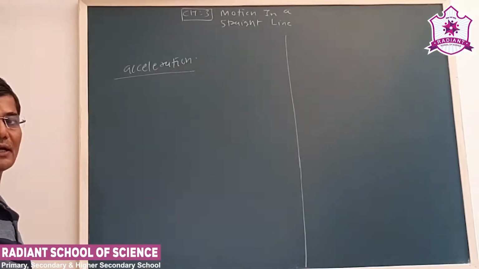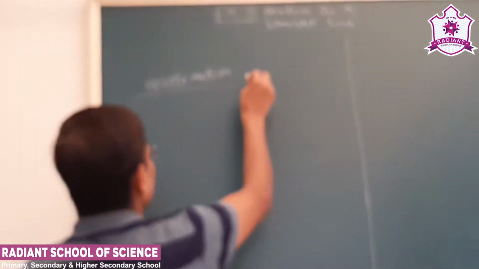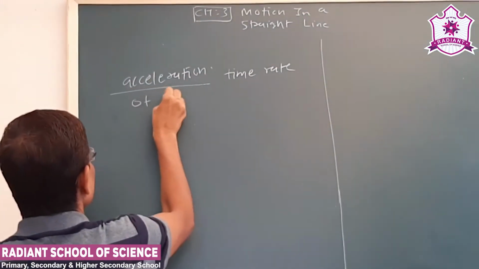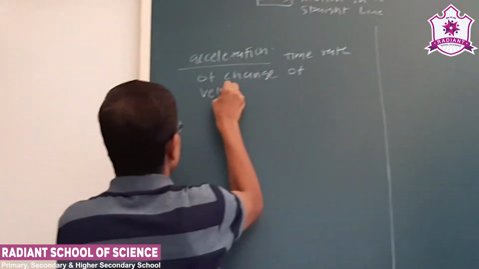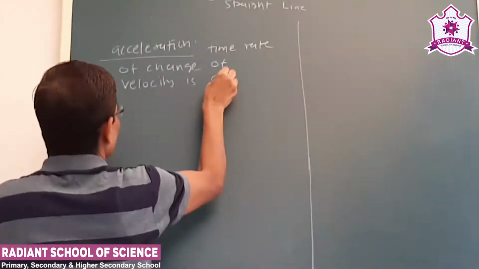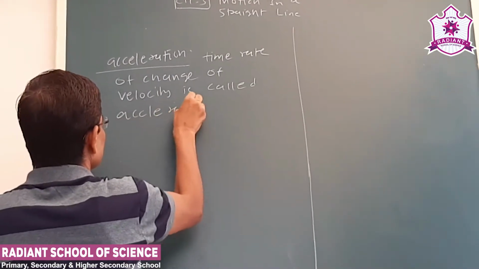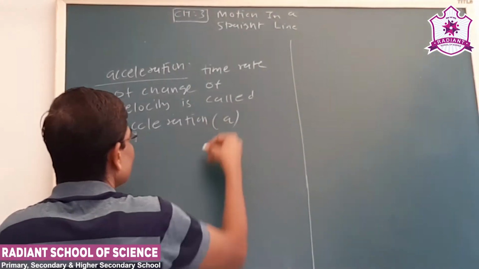Okay, all of us are familiar. Our vehicle, two-wheeler or four-wheeler, has an accelerator. The accelerator increases or decreases the velocity. So the time rate of change of velocity is called acceleration. The acceleration is denoted by the symbol A.